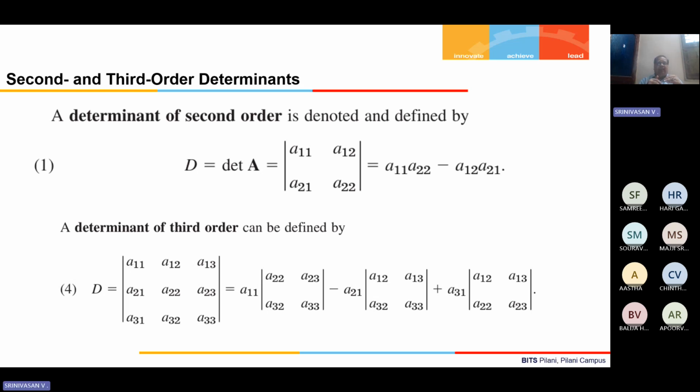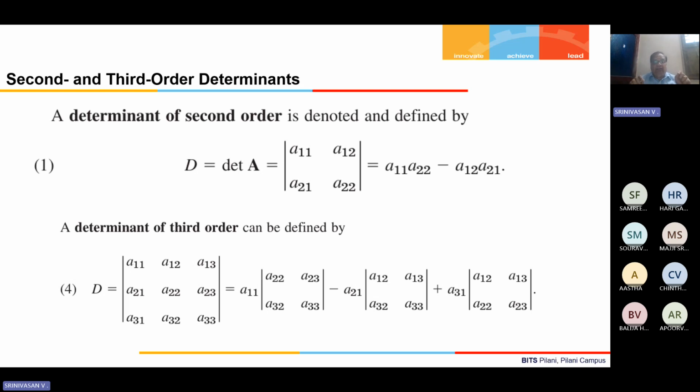Okay. So we can straight away write a determinant. Suppose A is the matrix having entries A11, A12, A21, A22. We can straight away say det A, DET capital A, means determinant of A. You don't need to write in full det A, but you read it as determinant of A. So now, don't put the matrix symbol.